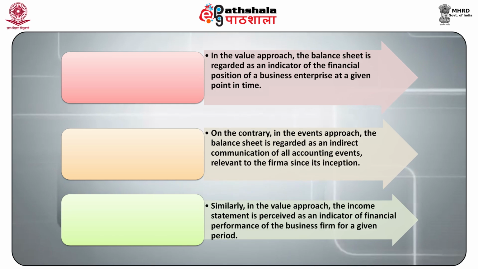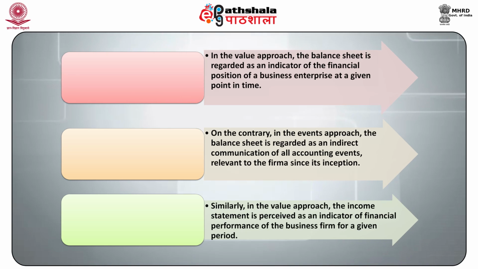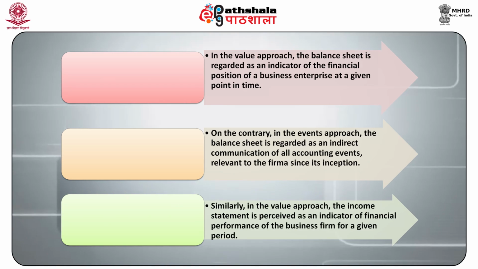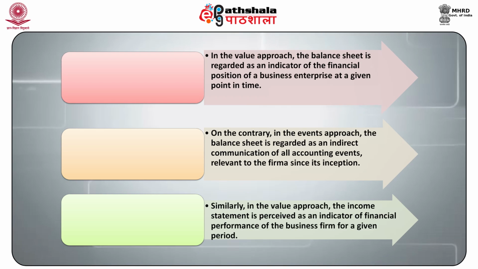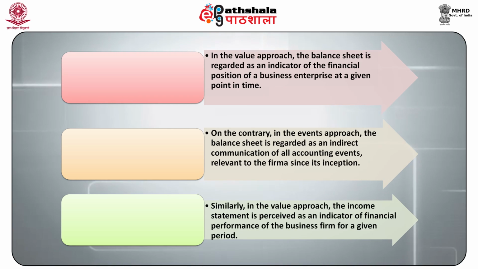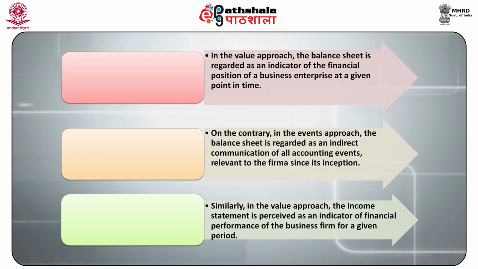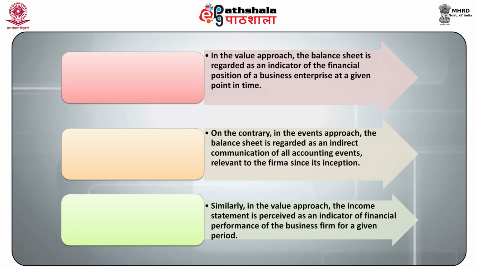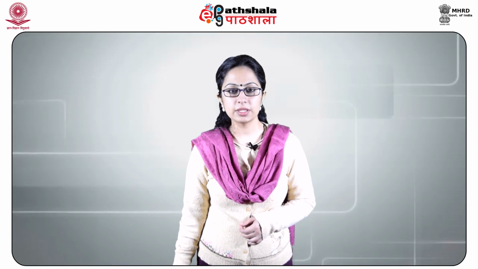In the value approach, the balance sheet is regarded as an indicator of the financial position of a business enterprise at a given point in time. On the contrary, in the events approach, the balance sheet is regarded as an indirect communication of all accounting events relevant to the firm since its inception. Similarly, in the value approach, the income statement is perceived as an indicator of financial performance of the business firm for a given period.